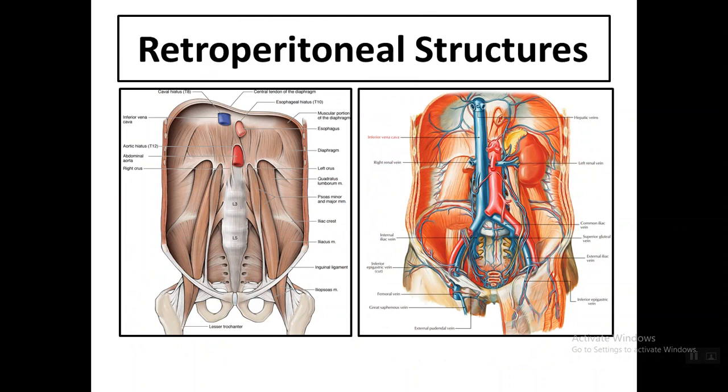On the posterior abdominal wall, we have certain structures that are attached to it. We call these structures retroperitoneal. Why are they retroperitoneal? Because they are covered partially by peritoneum and they are tethered to the posterior abdominal wall. These structures are the inferior vena cava, aorta, kidney, suprarenal gland, and the ureters. All these structures are called retroperitoneal. They are situated behind the peritoneum, tethered to the posterior abdominal wall.